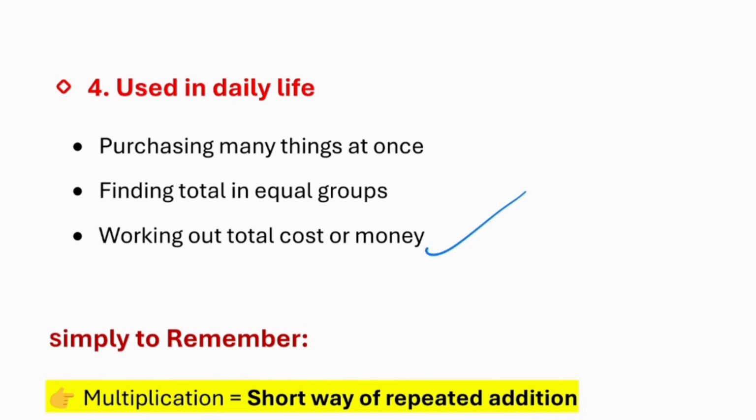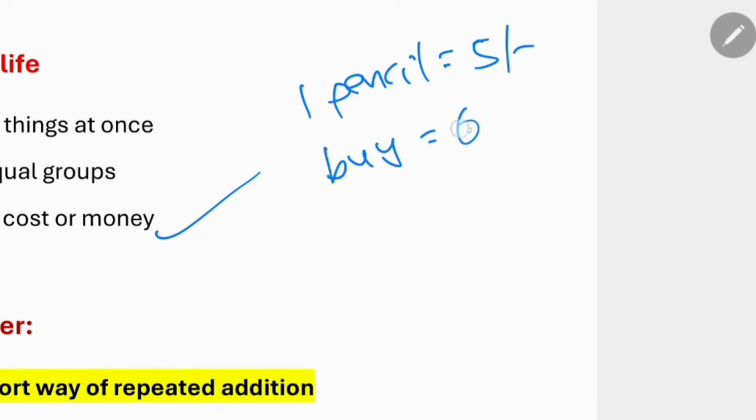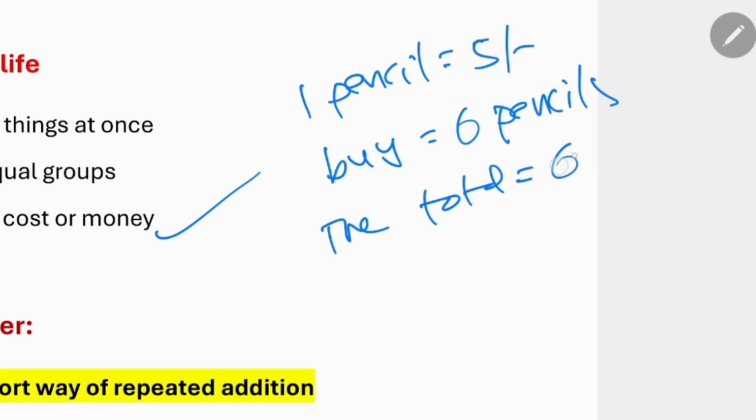Working out total cost or money. For example, price of one pencil is equal to 5 rupees. You buy 6 pencils. Then the total cost of pencils is equal to 6 into 5 rupees is equal to 30 rupees.